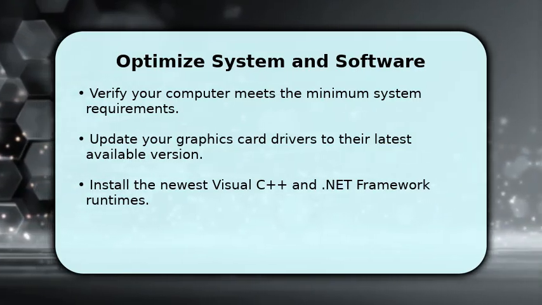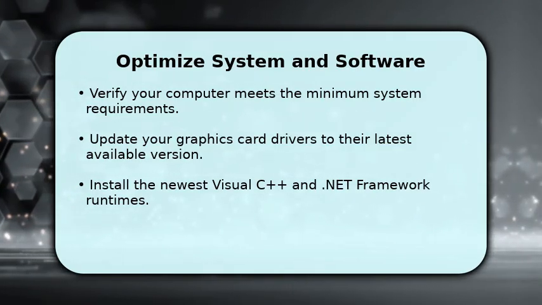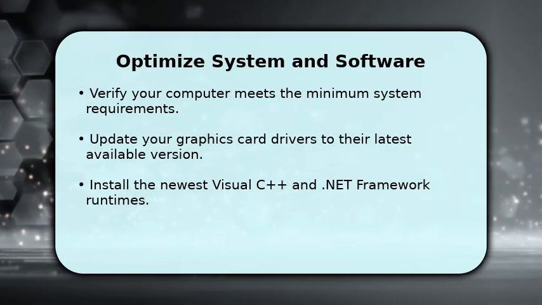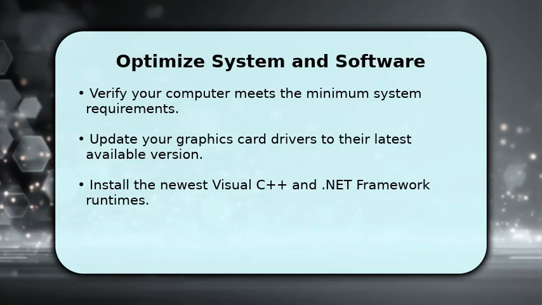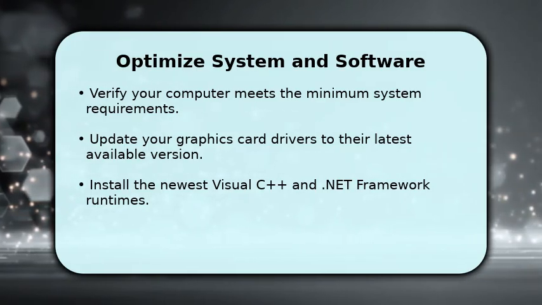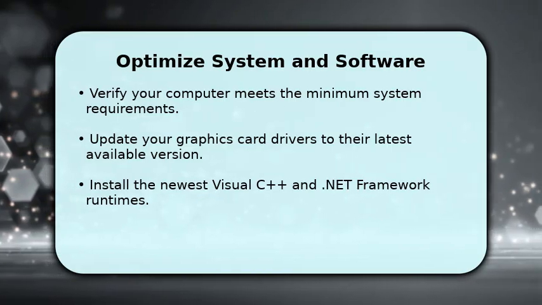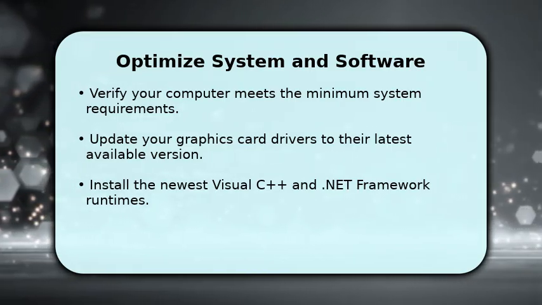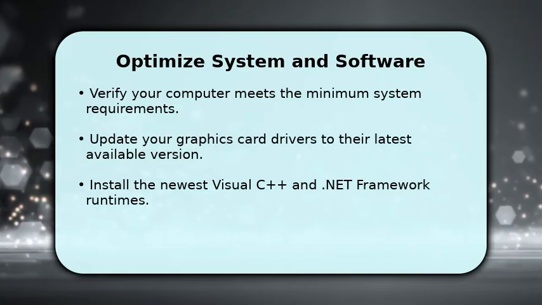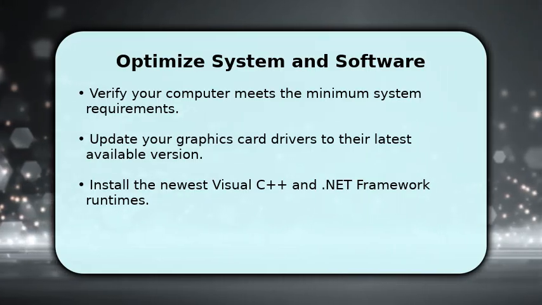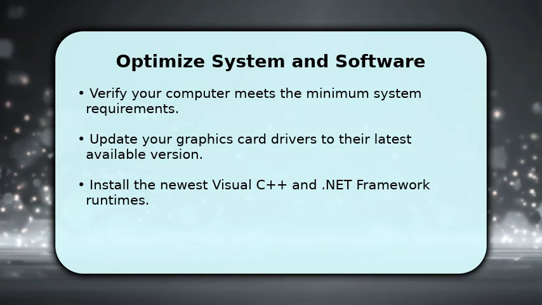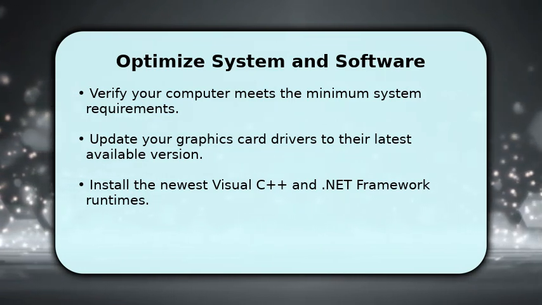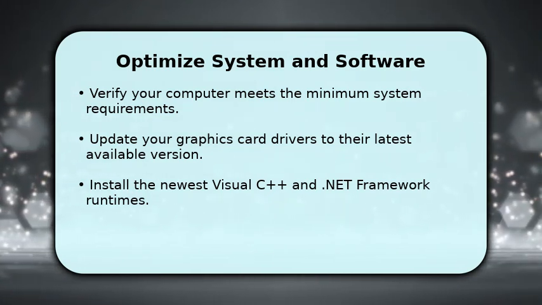Optimizing your system and keeping software updated is vital for smooth emulator performance. SmartGaga typically requires at least 2 GB of RAM and a dual-core processor. Ensure your PC meets these minimum specifications for optimal functionality. Outdated graphics drivers can cause various display issues, so update them regularly. Additionally, installing the latest Visual C++ redistributable packages and .NET framework runtimes can resolve underlying software conflicts and improve stability.